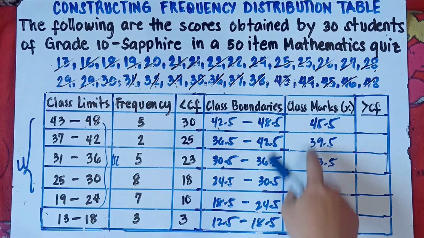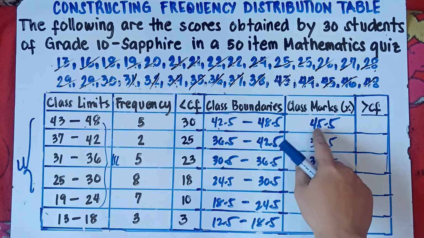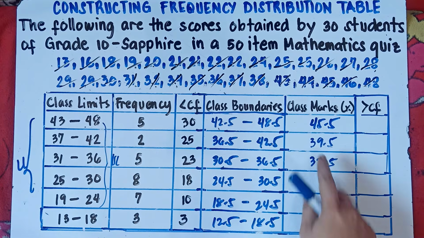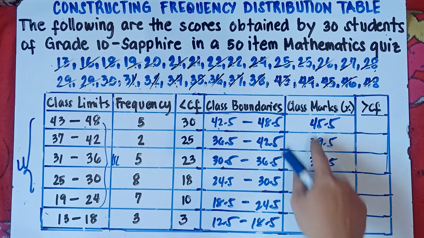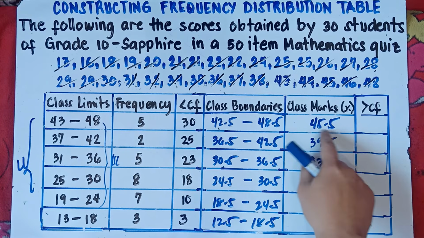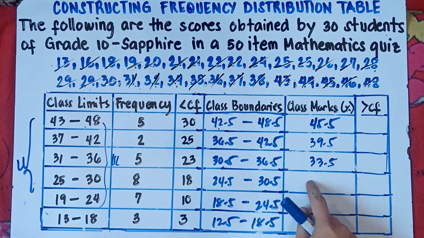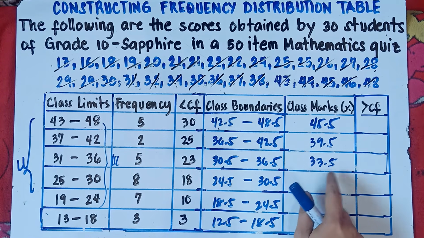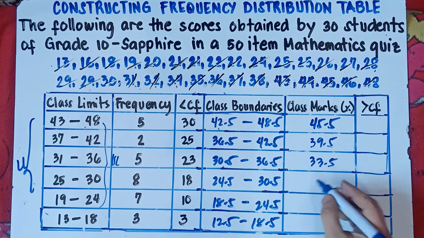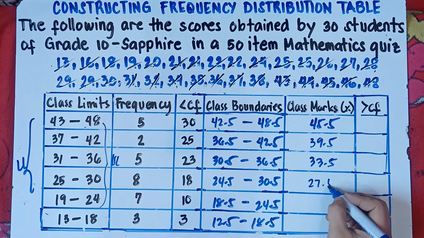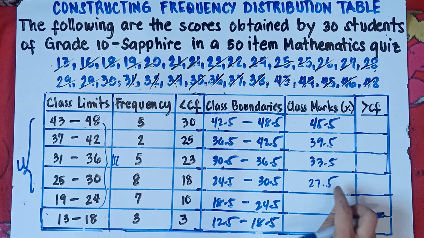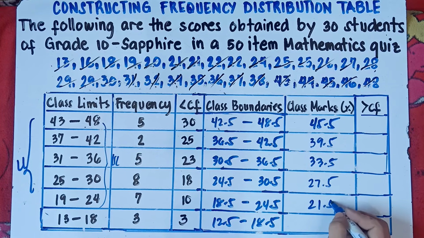Once again, class, for the class marks, you already have the pattern. As you can see, this is 45.5. It becomes 39.5. Therefore, we subtract 6, right? 45.5 minus 6, that would be 39.5. 39.5 minus 6, that would be 33.5. Therefore, 33.5 minus 6, this will be 27.5. 27.5 minus 6, this will be 21.5.